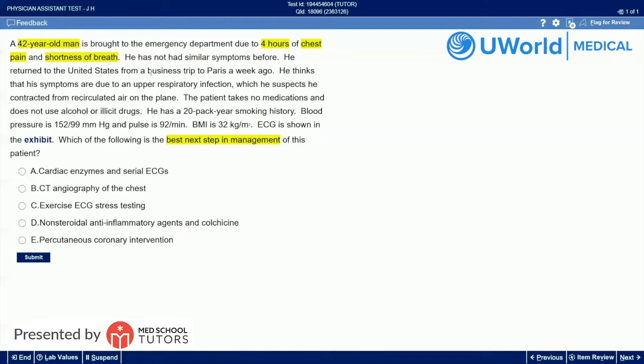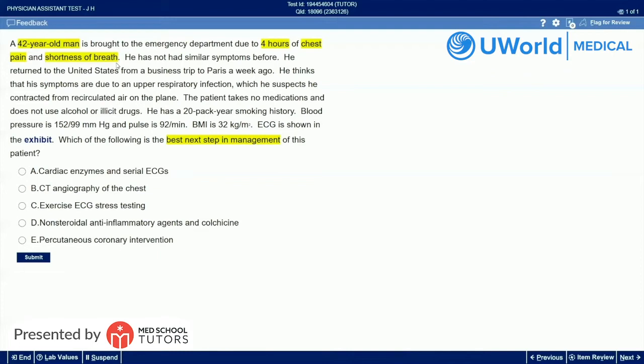In particular, cardiac pathologies that could lead to acute onset chest pain include myocardial infarction and myocardial ischemia, aortic dissection, and pericarditis. In addition, we should pay attention to that shortness of breath and remember that this could also be the other major organ system related to shortness of breath, which is the pulmonary system. So acute onset chest pain related to the pulmonary system could be something along the lines of a pulmonary embolus or tension pneumothorax.